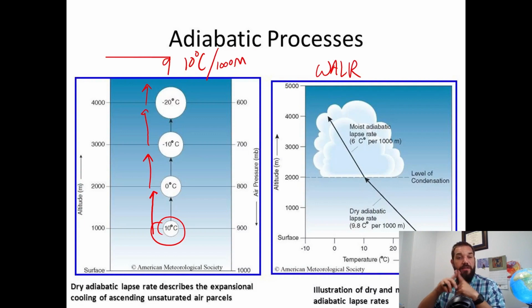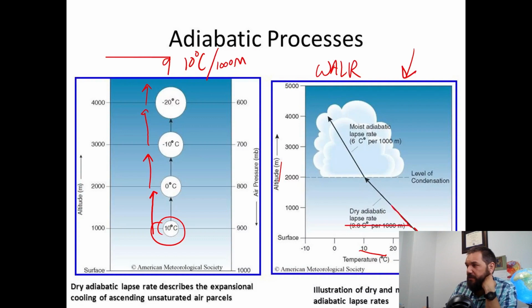So when condensation begins, we switch from the dry adiabatic lapse rate to the wet adiabatic lapse rate. So let's say you're a parcel of air, you're rising. Okay, look at this diagram here. You're rising. You're going to cool off. See, this is temperature on the x-axis, altitude on the y-axis. So you're going to cool off at 10 degrees Celsius per 1,000 meters.